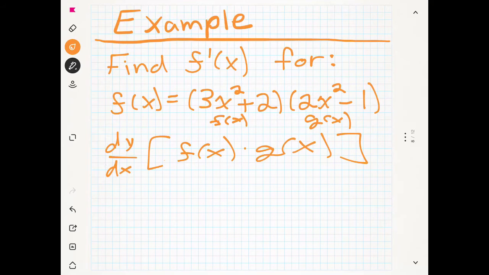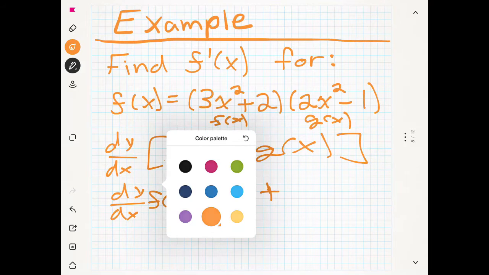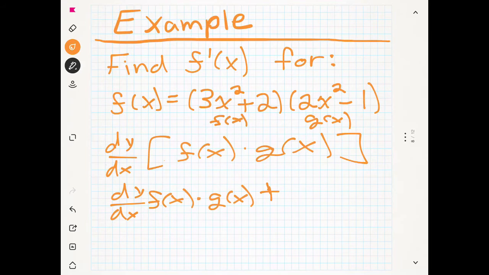So again, we do not open the brackets, we do not expand the bracket. Instead, what we do is this. First, I'm going to take the derivative of f of x, multiply to g of x, and then an addition sign. There's always an addition sign, and then I'm going to reverse roles. So now I'm just going to multiply the original function of f of x with the derivative dy over dx of g of x.